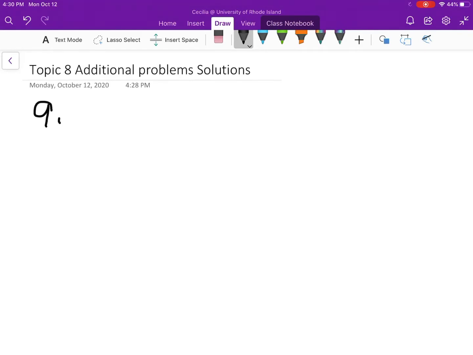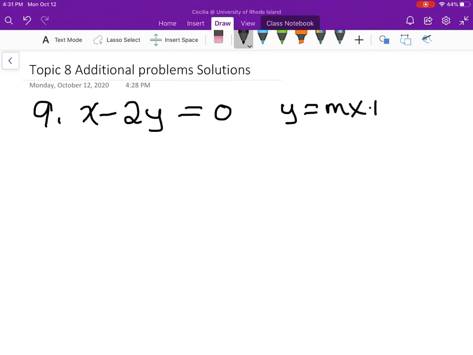It says, write the equation of the slope-intercept form of the line and identify the slope and y-intercept of x minus 2y equals 0. Okay, so the slope-intercept form of a line is the y equals mx plus b form. So what we want to do is get this to look like this. So let's get rid of the x first.